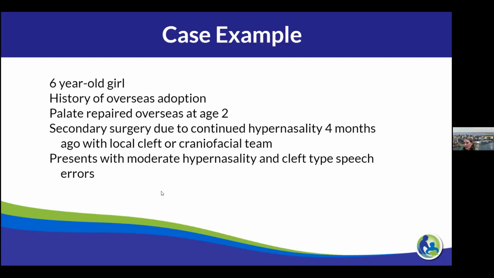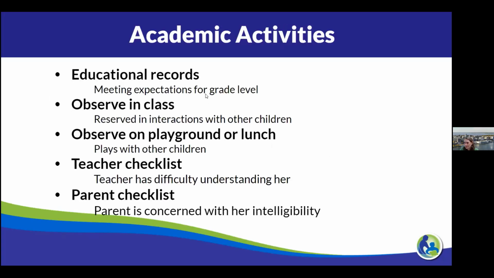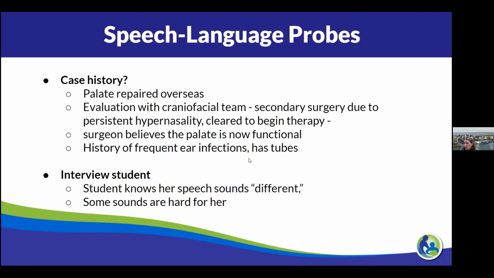She's presenting with moderate hypernasality and cleft type speech errors. So educationally, she's meeting expectations for grade level. But when you observe in class, she's reserved in interactions with other students. She does play with other children on the playground. The teacher's main thing that they point out on the checklist is that they have difficulty understanding her, and the parent is really concerned with her intelligibility, as well as how she might be doing in school.